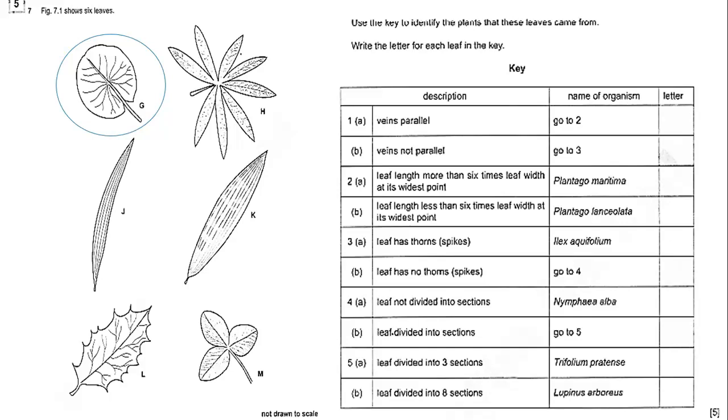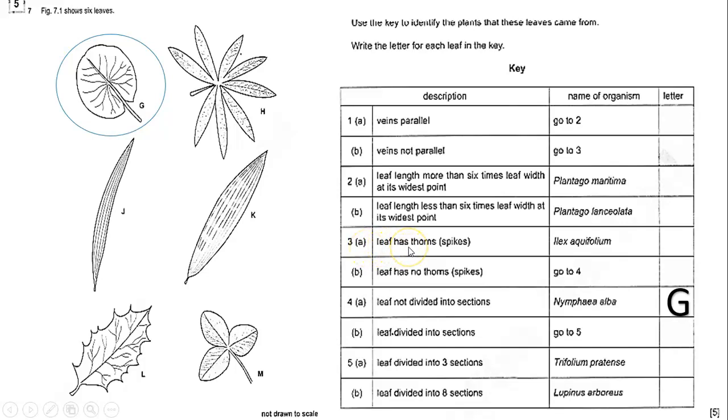Let's see. How did I know that this is leaf G? Because I looked at the picture and then I followed the questions. Veins parallel. Veins not parallel. Actually, the veins here are not parallel, right? They are not parallel. These are parallel veins. We will dig deeper into leaves later. But these are parallel veins. These are not parallel veins. So not parallel, we go to question 3.